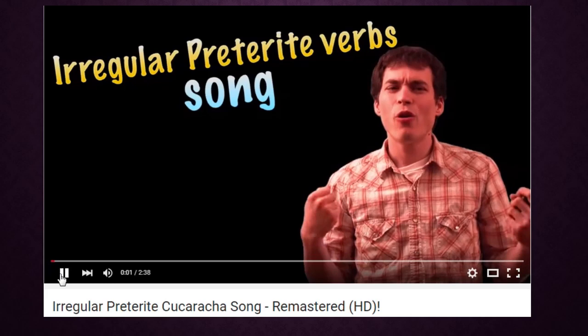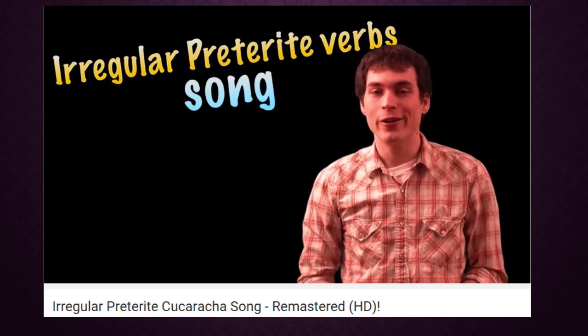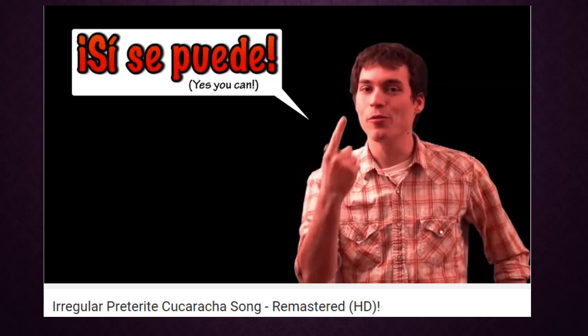If only there were a way to remember at least the yo forms of these common irregular verbs in the preterite. I feel like we could remember the rest of the forms more easily if we knew at least the yo form. Wait, si se puede. There is a way. I can't take credit for this, but I have always found it helpful since I learned this little song in high school. I hope it's helpful for you too when you're trying to remember how the irregular verbs are in the preterite. It's to the tune of La Cucaracha. Here goes.